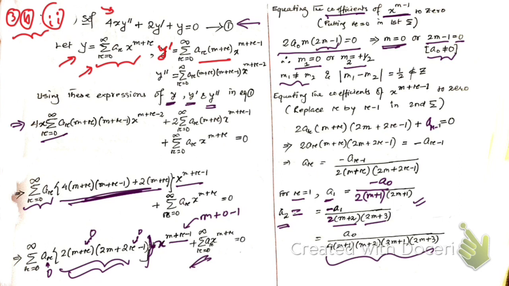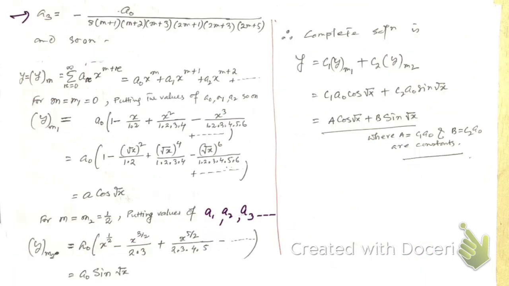Now let me go to the next slide. So this is A3, right? Now, we have considered the summation from r is equal to 0 to infinity, and so we can write y as y m like this, for m is equal to m.